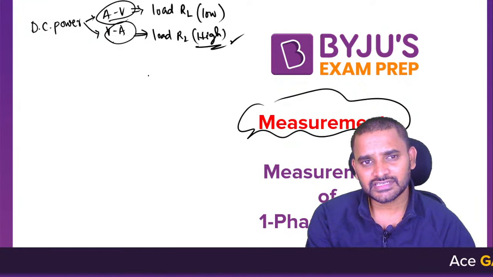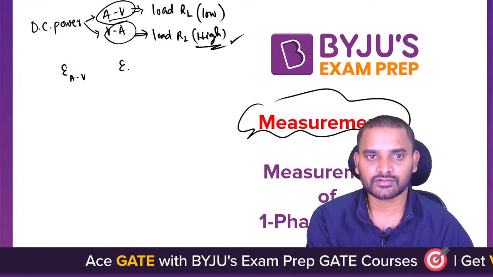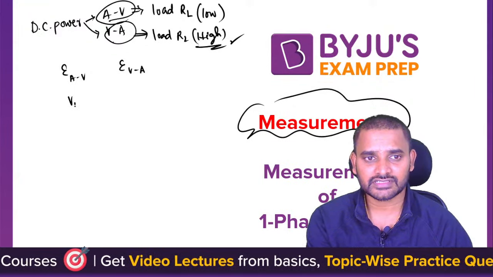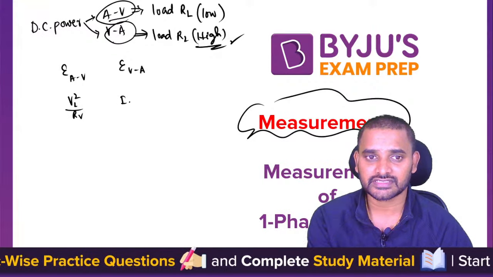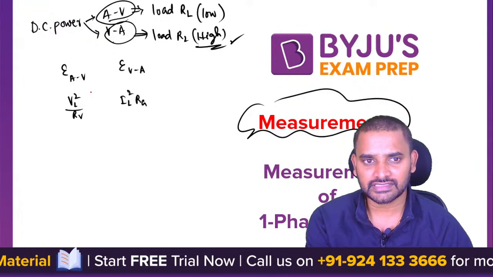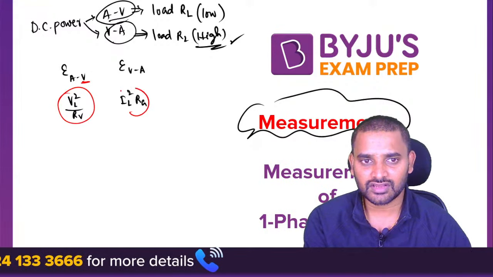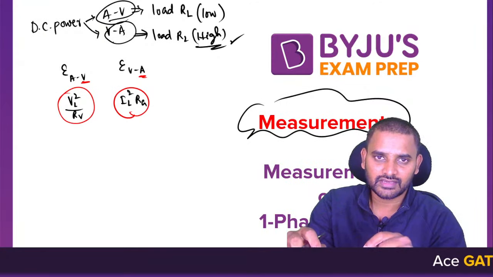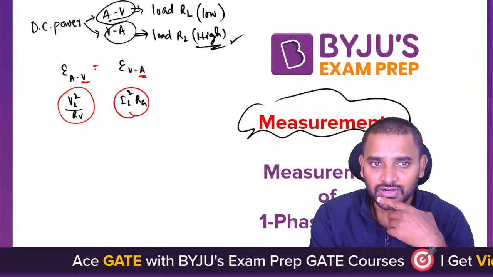So in both the methods we have got some errors. The error in the ammeter voltmeter method is VL square divided by RV, and the error in the voltmeter ammeter method is IL square into RA. Remember, the first error component is because of the voltmeter, and the second error component is because of the ammeter. So whichever meter is near to the load, that meter will give you the error.